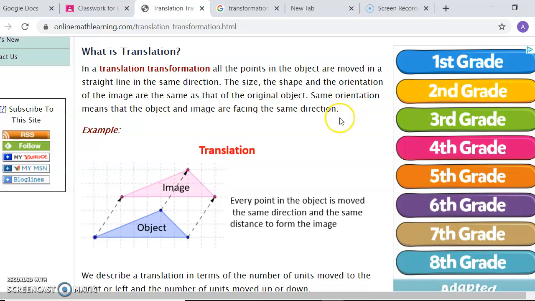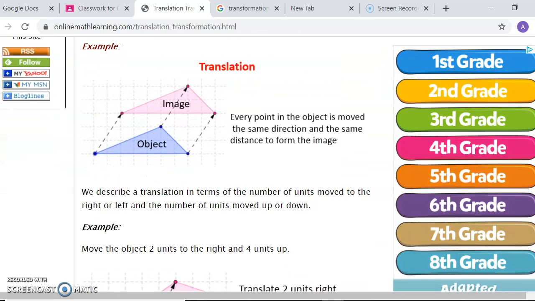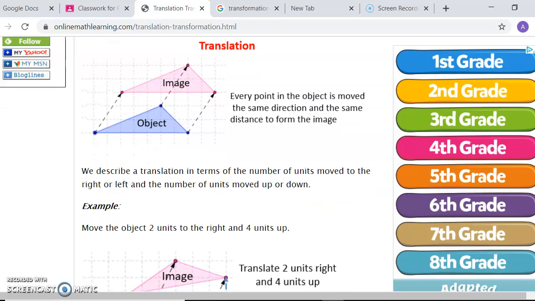So what is translation? In a translation transformation, all the points and objects are moved in a straight line in the same direction. The size, the shape, and the orientation of the image are the same as that of the original object. Same orientation means that the object and the image are facing the same direction. For example, this is the object and this is the image of the object.